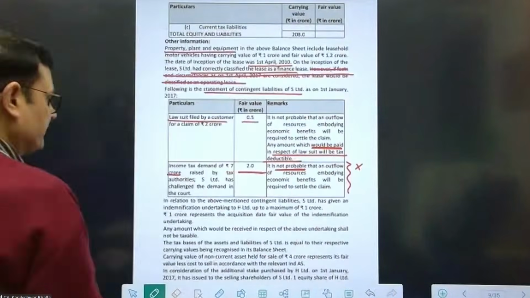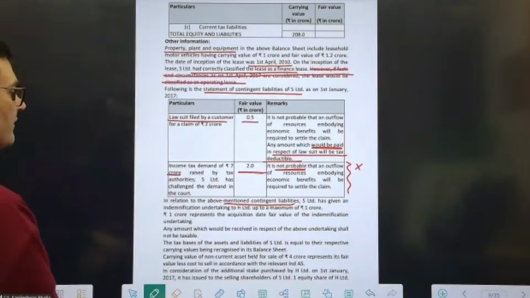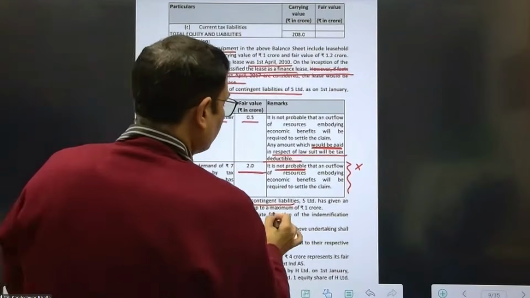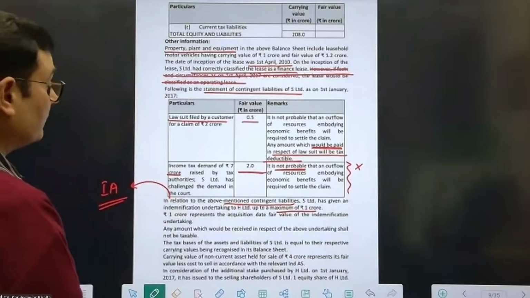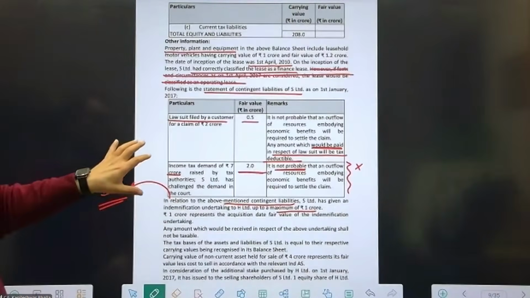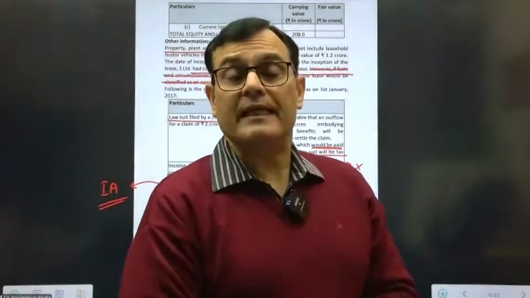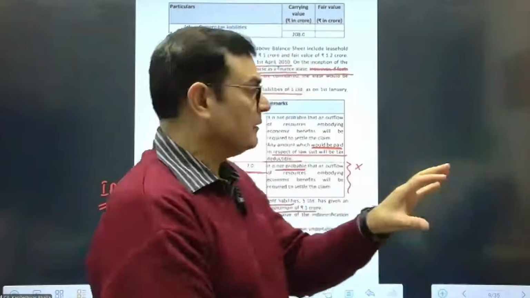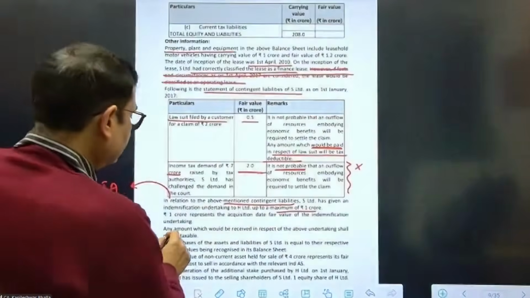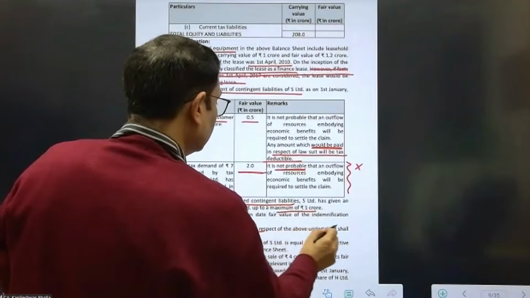Then he says, in relation to the above mentioned contingent liability, S has given an indemnification undertaking to the extent of 1 crore. So this is also going to lead to a creation of an indemnification asset as well. But I think just thinking aloud, can I say the indemnification assets cannot be considered more than the amount of contingent liability captured in the books? You can recognize an indemnification asset, but that will be restricted maximum to the extent of fair value of the liabilities. Then he says any amount which is received for this indemnification shall not be taxable.